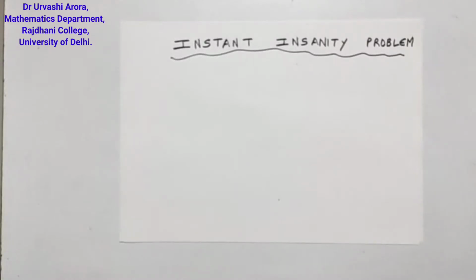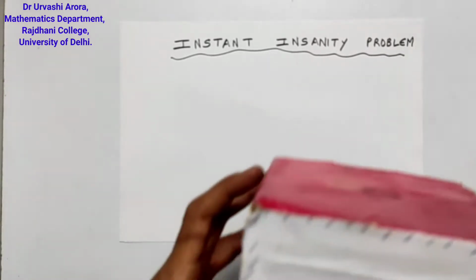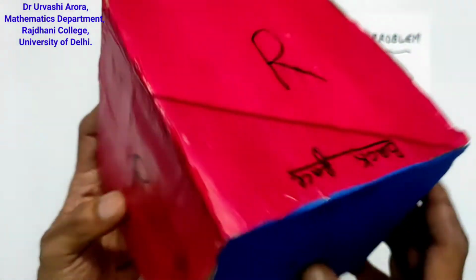Hello students, in this video lecture I am going to discuss the instant insanity problem and its solution by using the techniques of graph theory. Now firstly, the question is, what is the instant insanity problem? Now instant insanity problem is a problem about cubes like these.